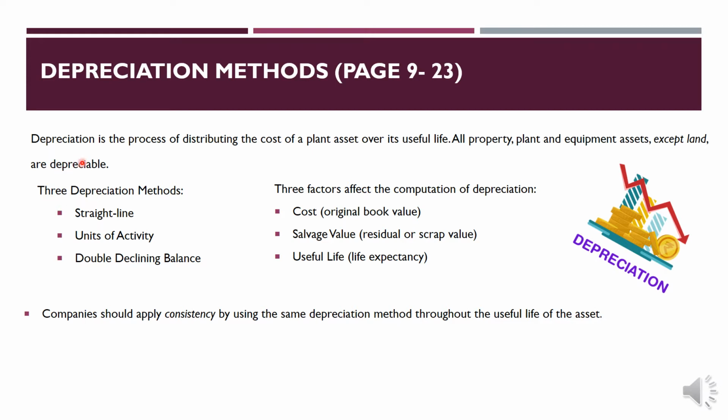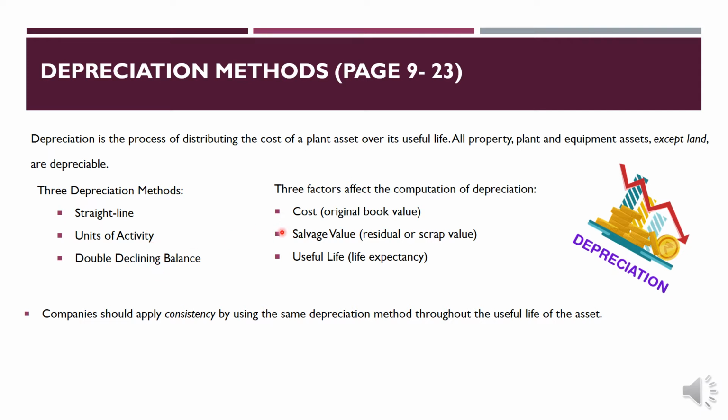The depreciation is the process of distributing the cost of the plant asset over the useful life, or the estimated useful life of the plant asset, and that is the number of years that the company expects to use the plant asset. We have three different methods to calculate the depreciation: the straight line method, the units of activity, and the double declining balance method.